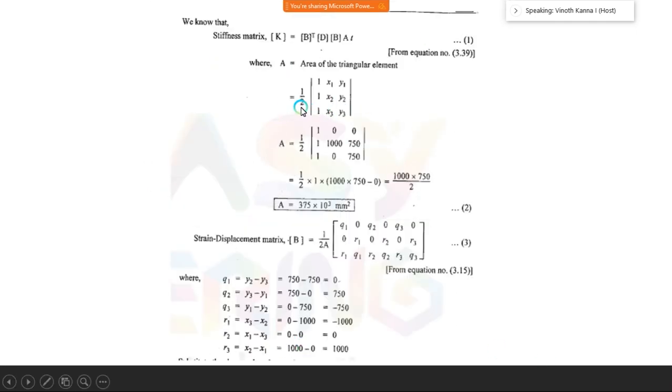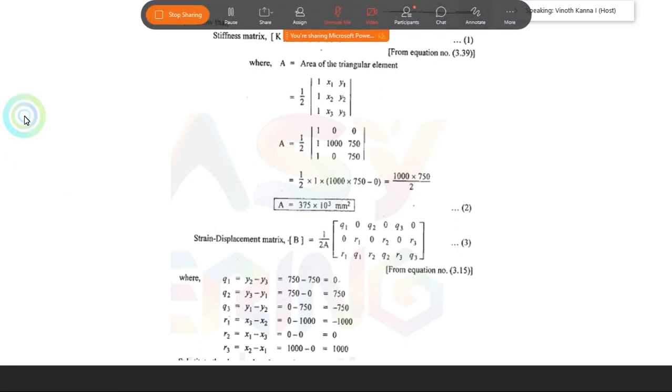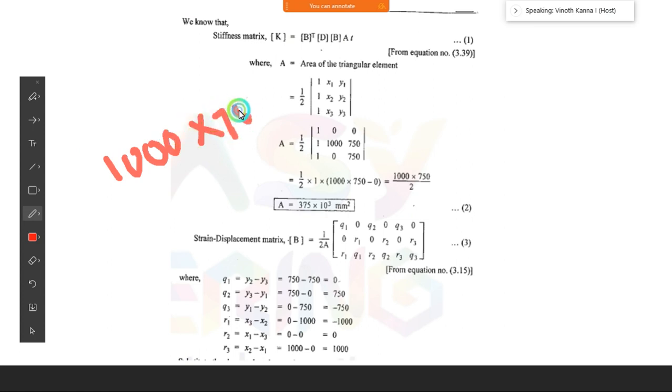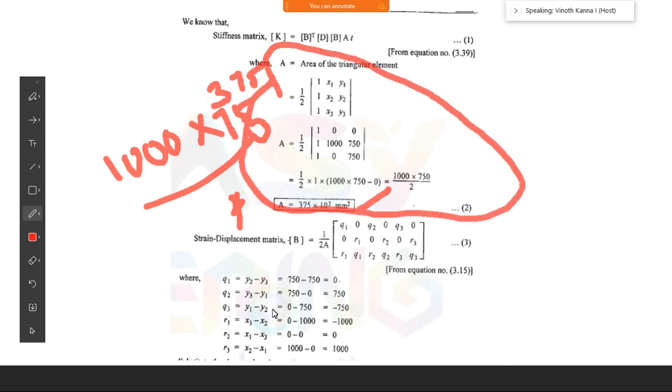First you have to find out the area. They are using the determinant formula with 1, 1, 1, x1, x2, x3, y1, y2, y3. But you can just go with the area formula, half into BH. We know B is 1000, H is 750, divided by 2. So by cancelling here we get 375, that is 375 into 10 power 3 millimeter square. So we may easily get the answer, instead of going with the determinant, and reduce the time. 1000 into 750 by 2, you get the same answer. A is equal to 375 into 10 power 3. So better to go with A is equal to half into BH. That's it, quite easy. We easily find out A first.